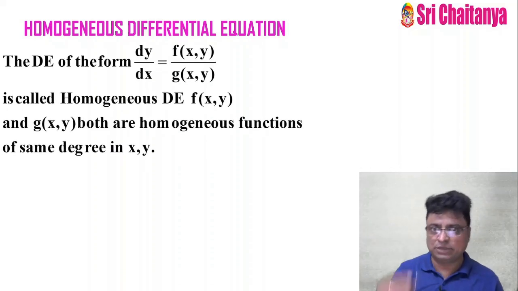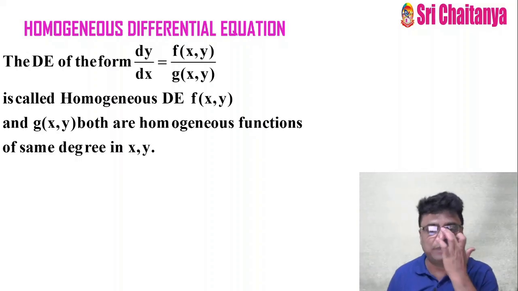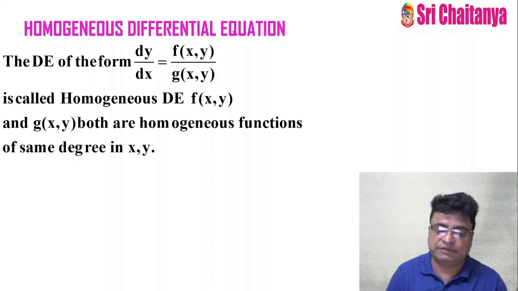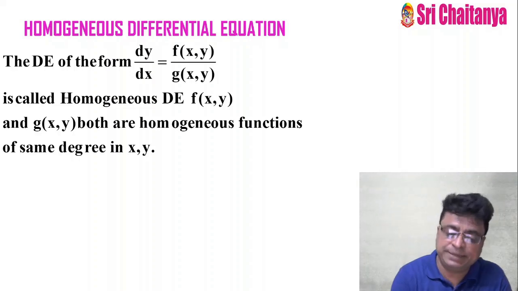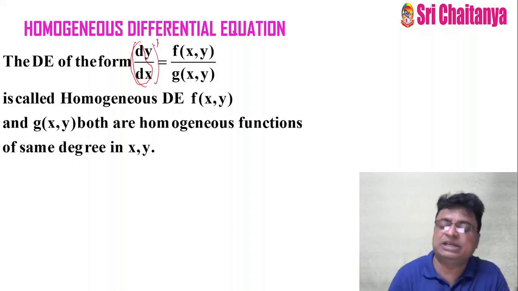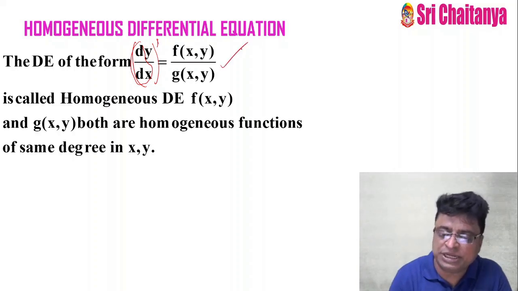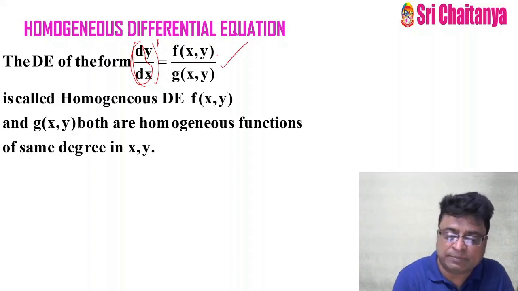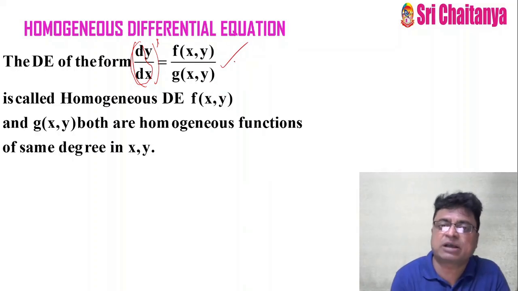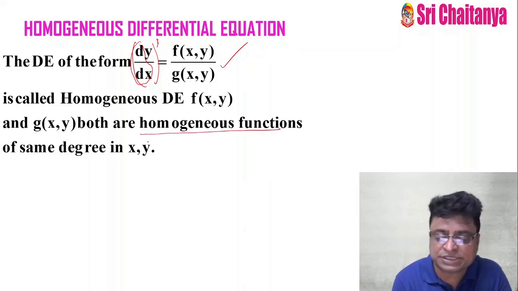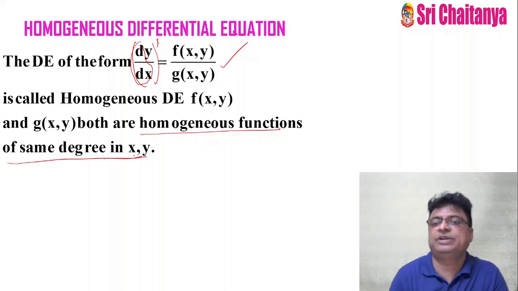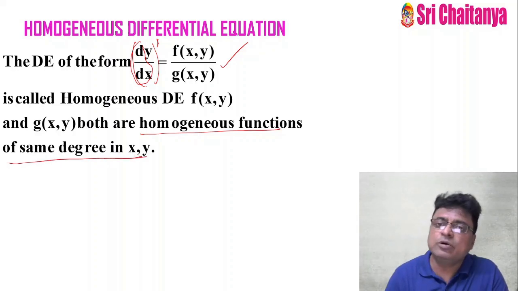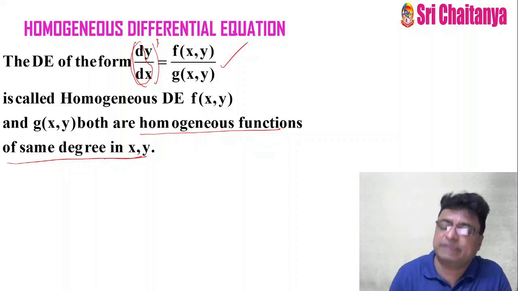Okay, my friends. Now this is about the general form of the homogeneous differential equation. Of course, this is first order and first degree, because dy by dx is there, so the order is 1, and the degree of this dy by dx is 1. This is said to be homogeneous provided that the functions f of x comma y and g of x comma y are both homogeneous functions of the same degree in x and y. That is important.